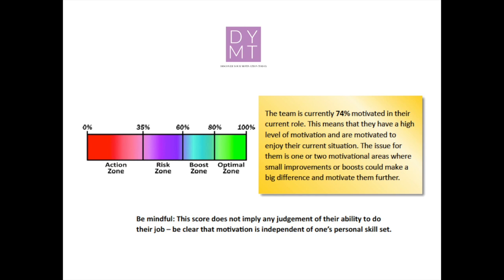And you can see that putting us together, we have a motivational score of 74%, which again, this is in the boost zone, which means that we need one or two tweaks in the team to really get us into the optimal zone. And the report does have this phrase at the bottom to say that this does not imply any judgment of ability to do a job. This is very clearly about motivation and energy, and that is independent of personal skill set.